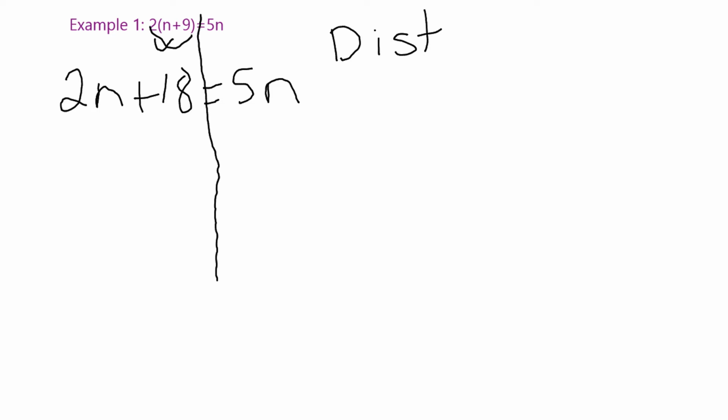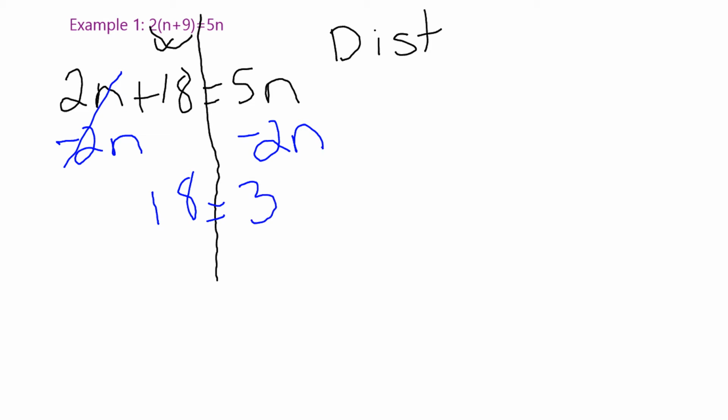My next step is to look at what I have and determine what needs to be moved. So I have a variable with a number equaling a variable. Since there's only a variable on this side, I want to move the variable from the left over to the right. Since I'm moving it, I need to do the opposite. So when I do the opposite, it's a positive 2n, so I need to take a negative 2n and a negative 2n. Those cancel on the left, leaving me with 18 equaling 3n. The property I use is subtraction property of equality.